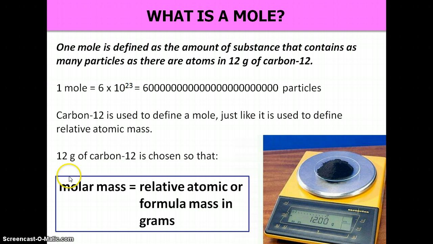It means that the molar mass of a substance, i.e. the mass of 1 mole of that substance, is equal to its relative atomic mass, or relative formula mass if it's a compound. So this is really useful. So for carbon, carbon's relative atomic mass is 12. That means that 1 mole of carbon, this 6 times 10 to the 23 particles of carbon, weighs 12 grams.